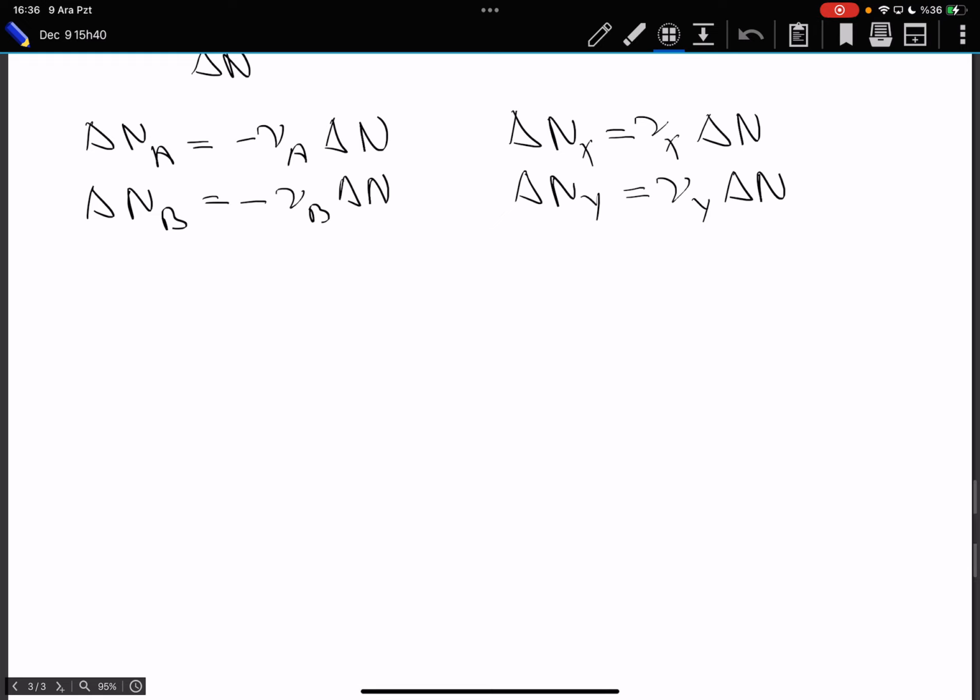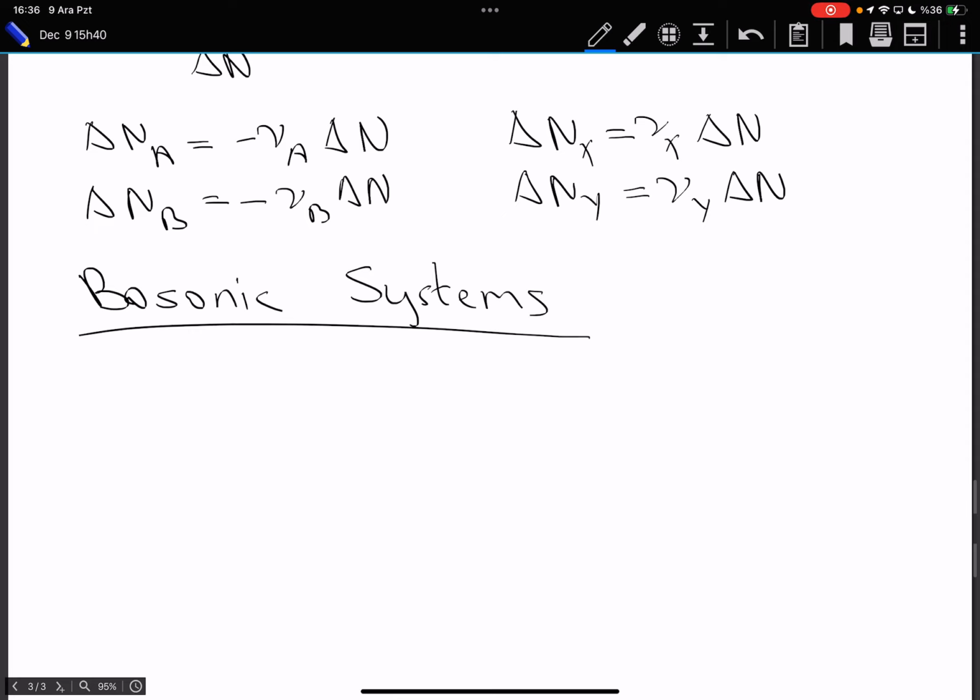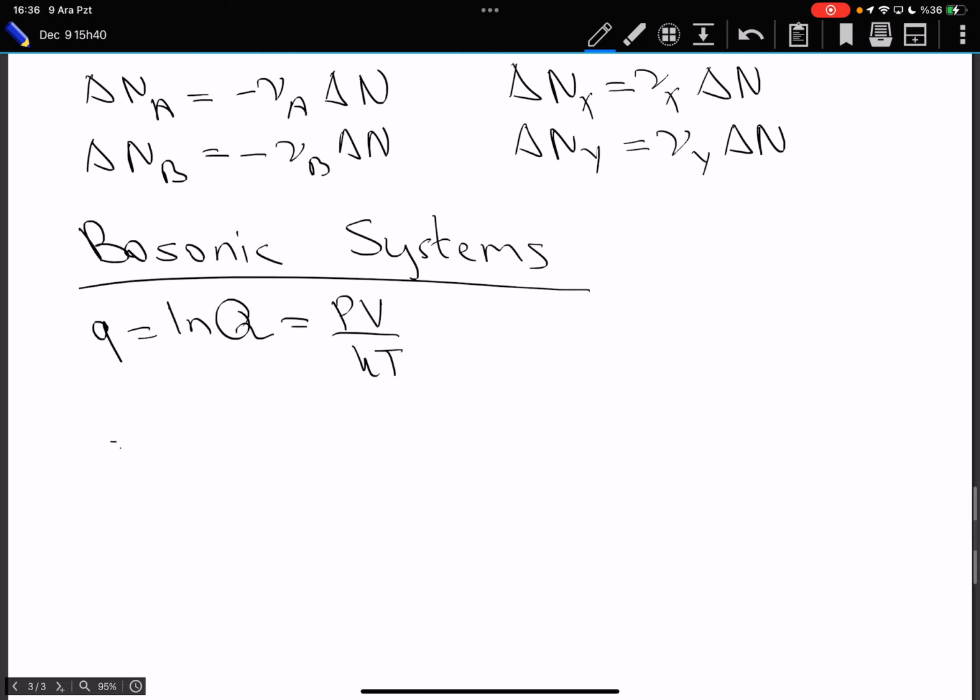Okay, so let's look at bosonic systems in more detail. Now, for a fast review, if you remember, we defined a Q potential, which was the logarithm of the grand canonical partition function, and this Q potential turned out to be PV over kT. And this grand canonical partition function was the sum over all microstates of e to the power minus beta (E minus mu N).